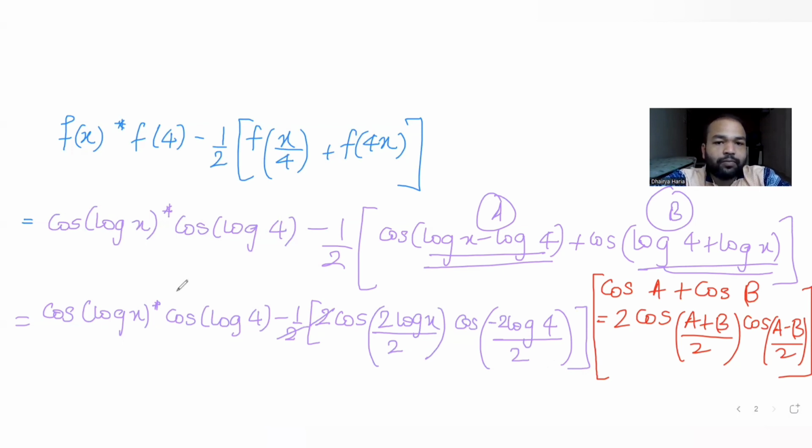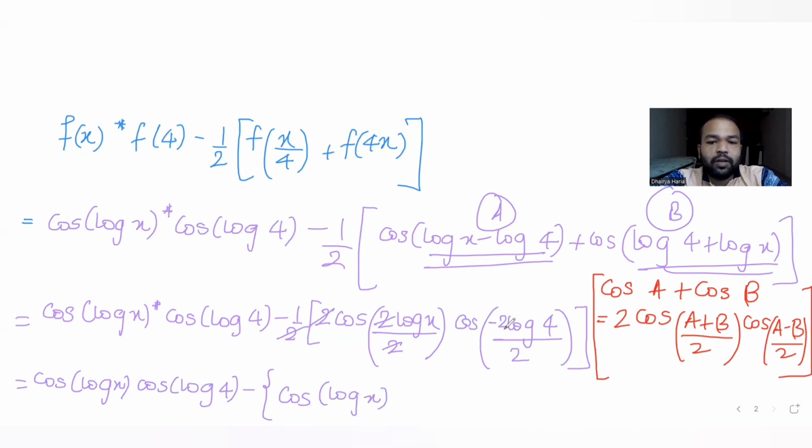I am left with cos of log x into cos of log 4 minus, here you have cos of, 2 and 2 get cancelled, so you have log x. Here you have cos of minus log 4. But we already know the idea that says cos of minus theta is nothing but cos theta. So you get that entire idea now. So cos of minus log 4 becomes cos of log 4.